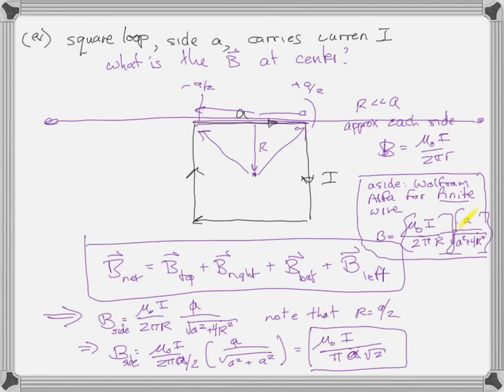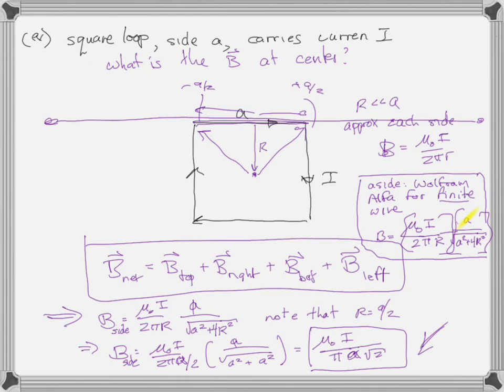So if you got this problem for homework, I wouldn't necessarily expect you to do the integral. I would expect you to look up the magnetic field of a finite length of wire and then just add those four together. So you would look up this equation and add those four together. But understanding where it comes from is important.